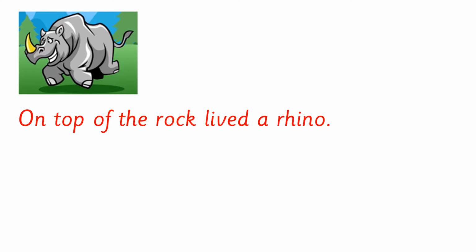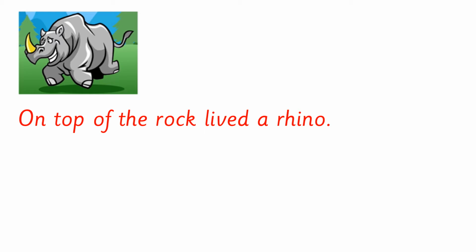Okay, so to start off, I'm going to think about where my big character is. Where does my big character live? We know that a small character lives under the craggy rock. And where does the big character live? He lives on top of the rock. So that's my first sentence. On top of the rock lived a rhino. So that's my introduction. You might want to change where your big animal lives. So you might have something different here and something different here as well.